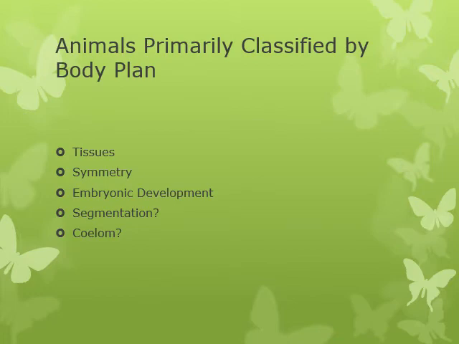Now, animals are typically going to be classified in taxonomy, right, by their body plan. So we're going to look at them by their tissues. Do they have tissue? Do they not have tissue? By their symmetry. Can you cut them in half? Well, you can't cut them in half, and they live for the most part. But can you look at them and they have a right side and a left side? Or do they have multiple sides? By the way they develop. And then two ways we used to classify them that are out of favor right now are segmentation and whether or not they have a coelom.